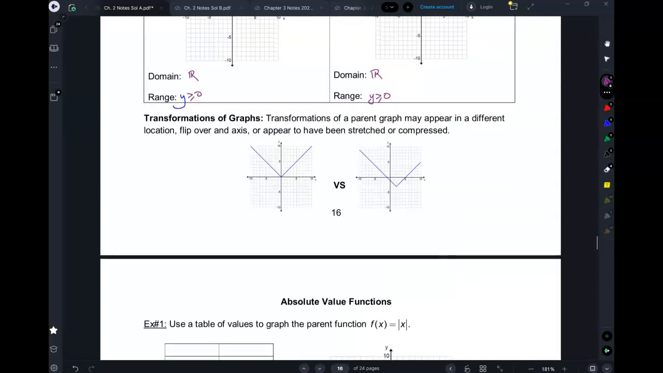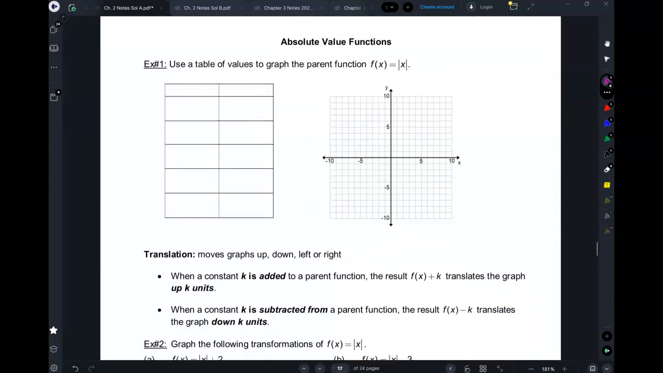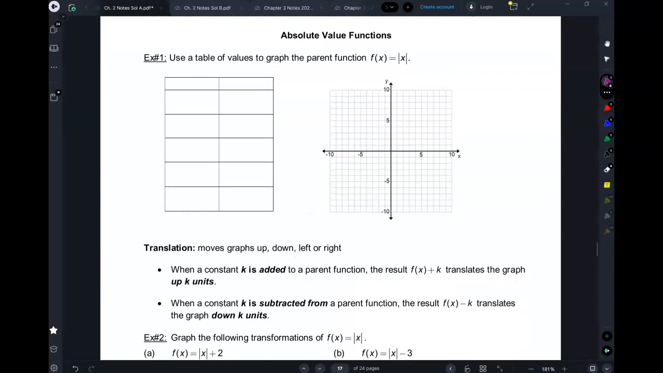I kind of did, because we're going to talk about transformations. That's what this says. So we're going to see how we can take the original function and displace it somewhere else. So we're going to see how we can graph this versus this. Okay? All right. Here, let's graph some absolute value functions.